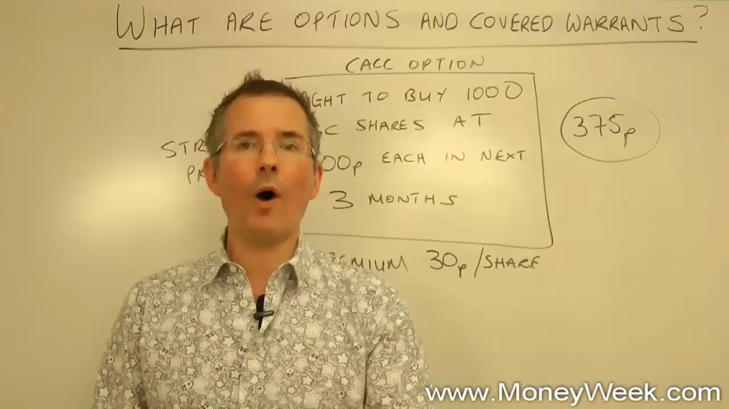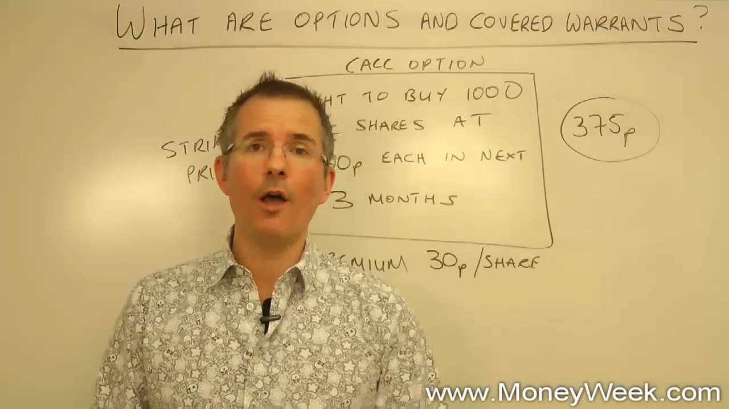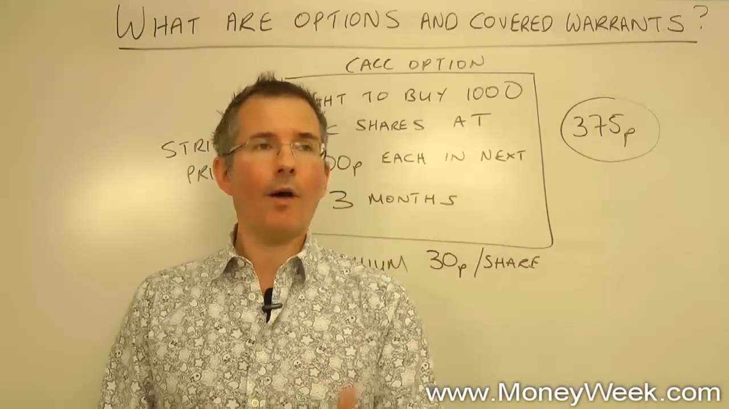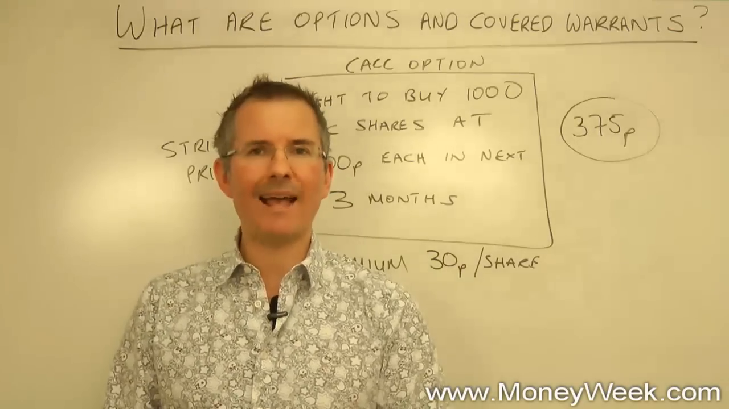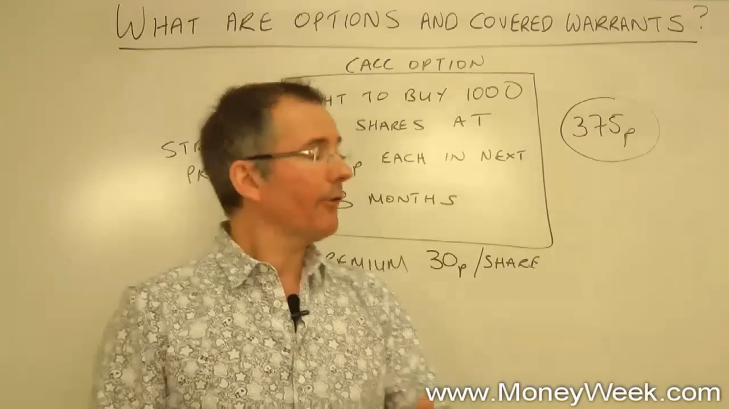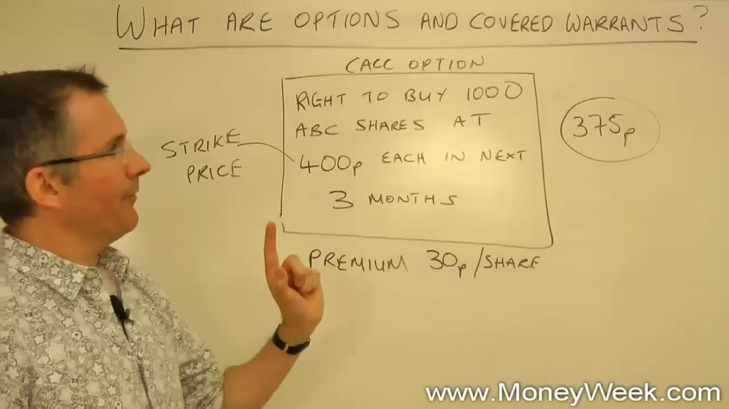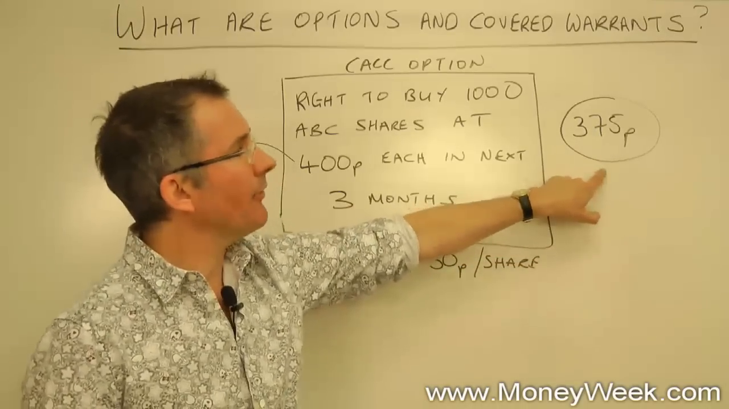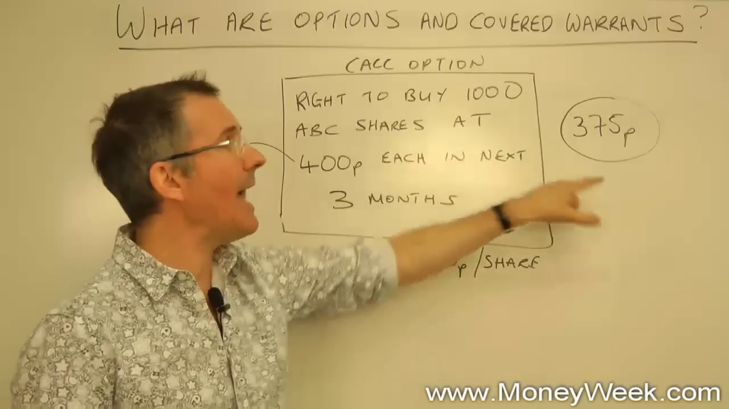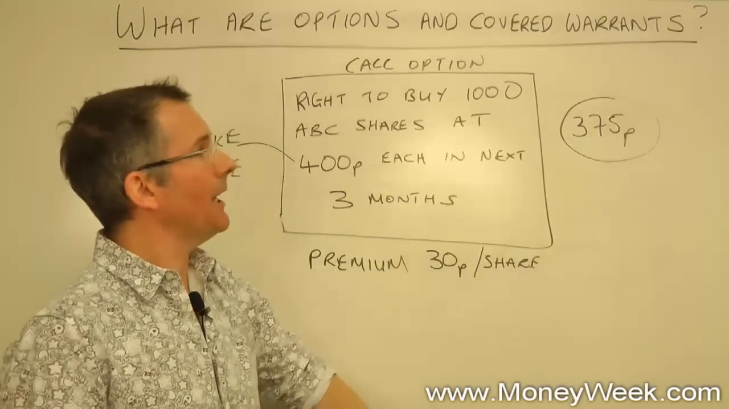So the question is, why did that mug who just walked in through the door buy the option? Like, why'd they just give me £300 for a piece of paper? That's mad. There must be something in it for them. And the answer is there is. If the share price now takes off, which is what they're gambling on, if you like, they can make money.